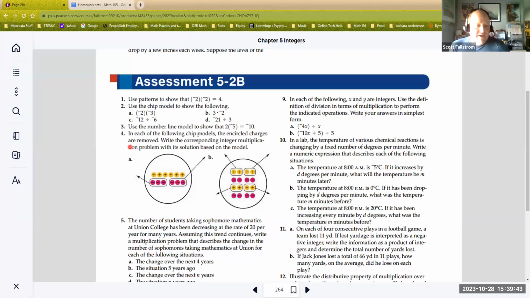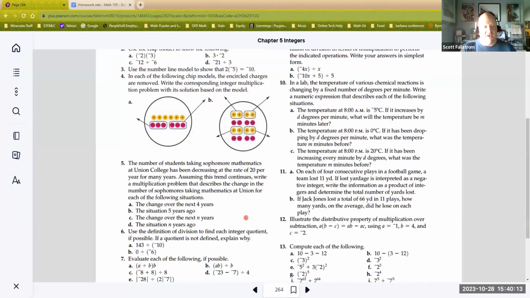Okay, next one. In the chip field models, the encircled charges. So this is a chip model, but it charges. So it's really the charged field model. You can see what is the multiplication problem happening here. And so again, notice if I am taking things out, then the first number I multiplied by must have been negative. And look at how much is coming out and how many groups of them. And if you think back to what we just did with the group pieces, you can kind of see, oh, I could turn this back into a multiplication problem.